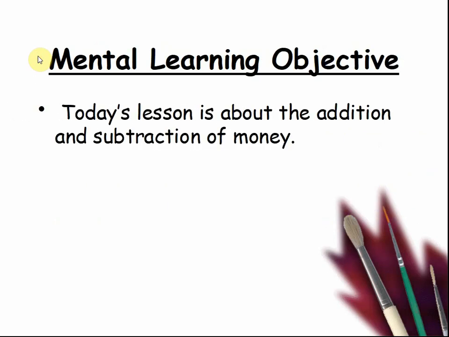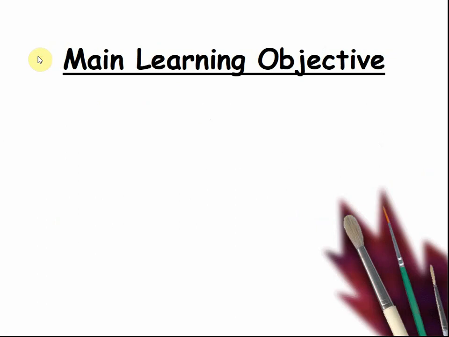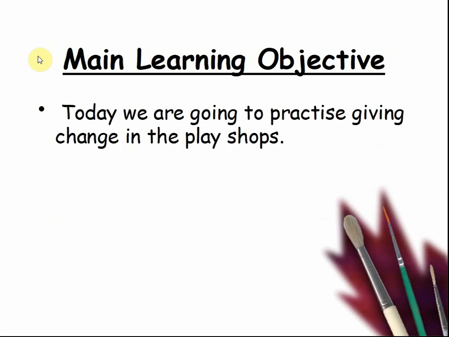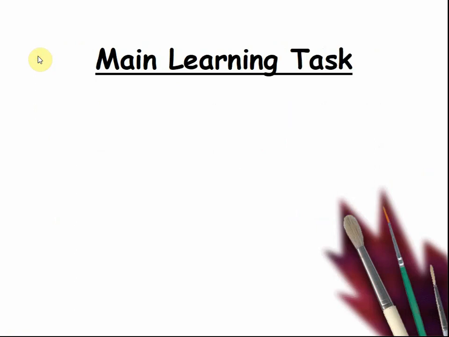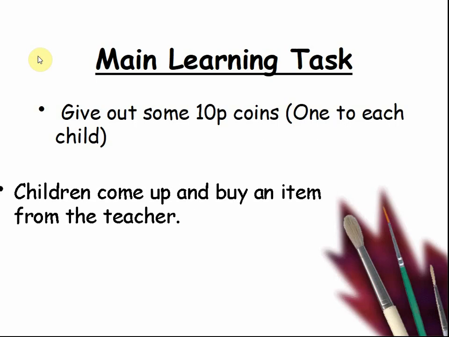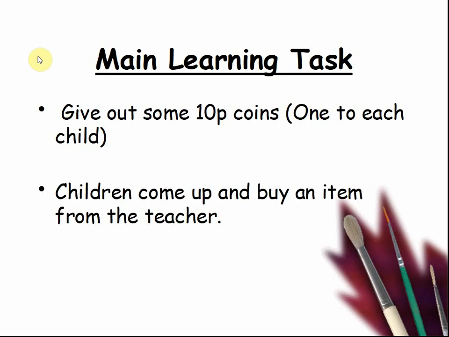Today's lesson is about the addition and subtraction of money. Main learning objective. Today we're going to practice giving change in the play shops. Main learning task. Give some 10 pence coins, 1 to each child. Children come up and buy an item from the teacher. Count the change.